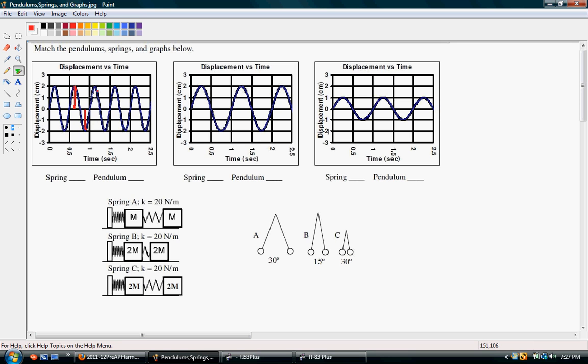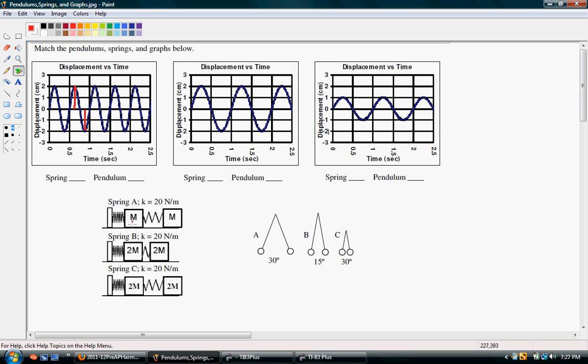Okay. If you look at graph 1, notice that we have a wavelength in 0.5 seconds. So we have 2 wavelengths per second. So it has a frequency of 2. Notice that this one only has 1 wavelength per second, just like the last one. The main difference between the second graph and the third graph is that the second graph has a greater amplitude.